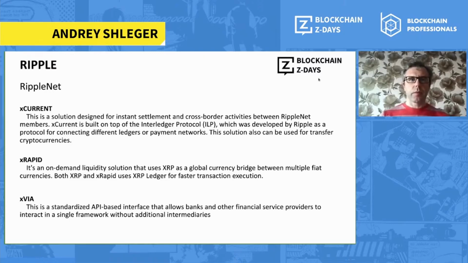As a short description, it has three components. First is xCurrent, a messaging solution built on the Interledger protocol, which is also sponsored by Ripple. And a very interesting part, xRapid, is a liquidity pool that could be used for decentralized exchanges inside the Ripple network. And xVia is a set of interfaces with which you could connect to the Ripple network and use all of its functionality.